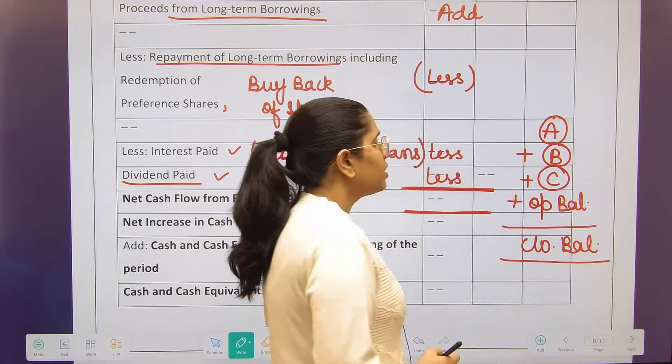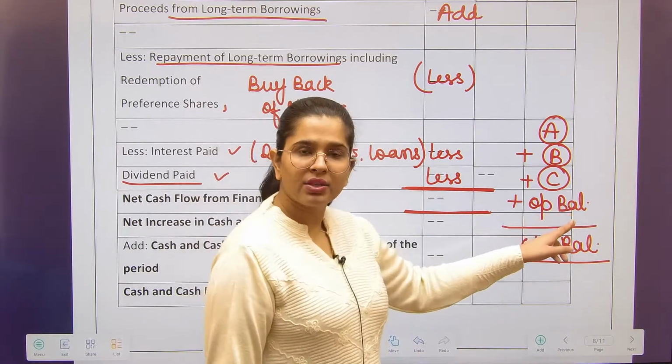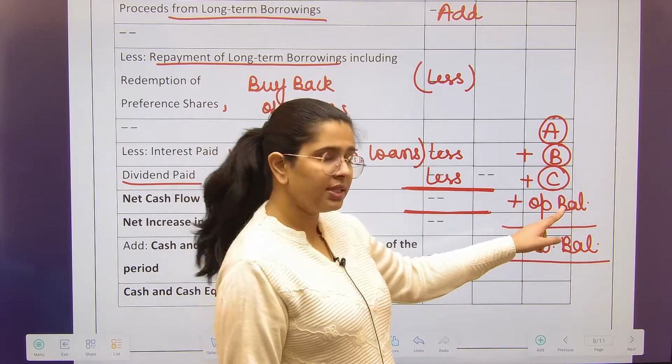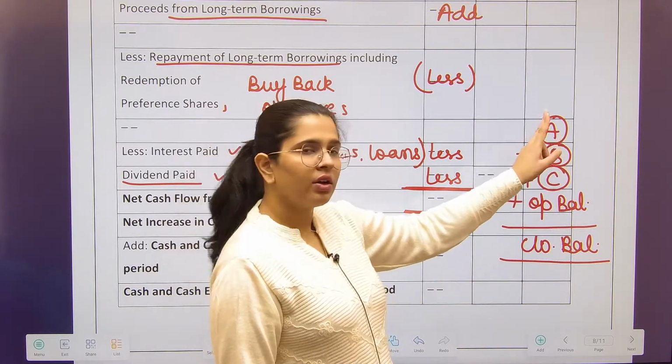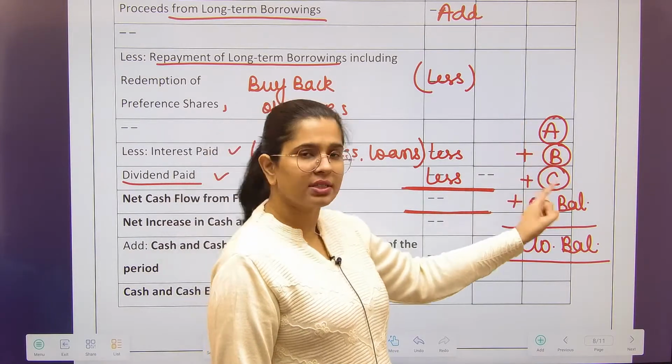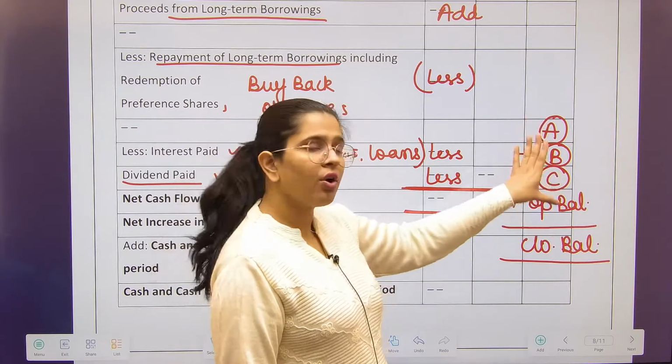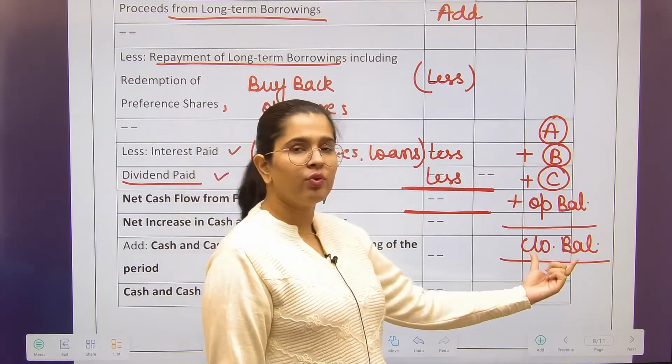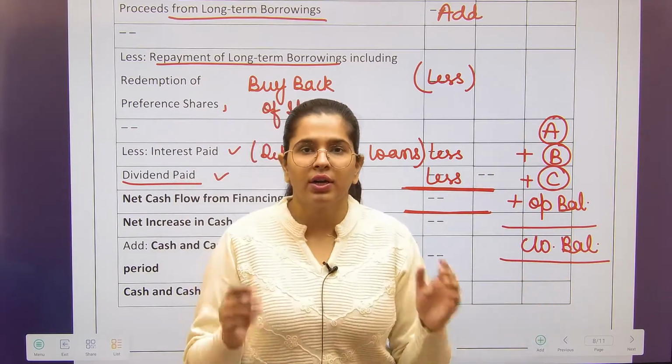Am I clear? So whatever is your opening balance of cash and cash equivalents, write it, add the operating activity, investing activity, financing activity result, and the summation of all these four should give you the closing balance.